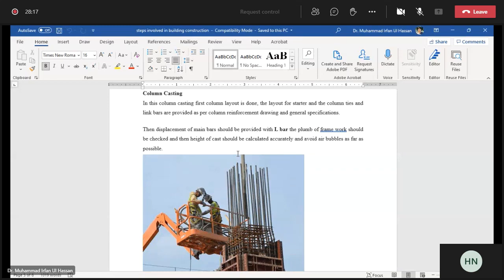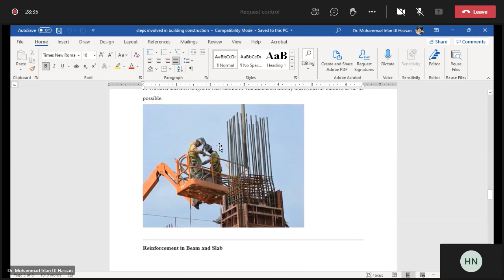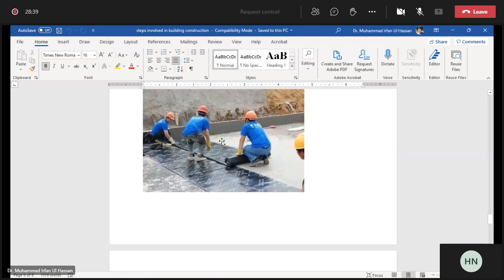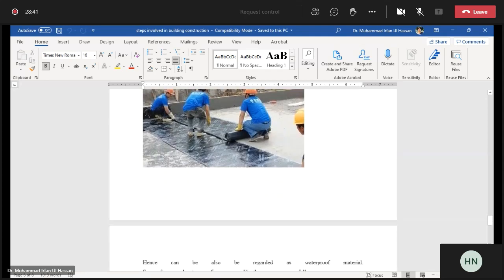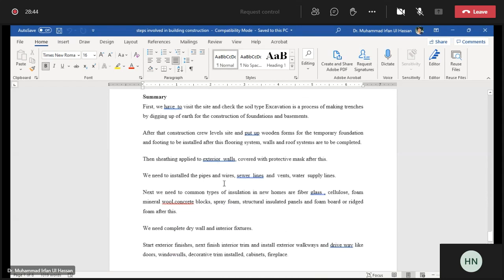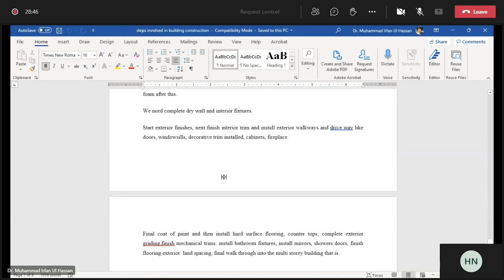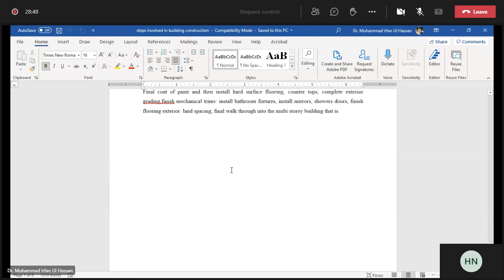Column layout is carried out, column shuttering is placed, and column reinforcement is tied. Then plumb work, where the verticality of the column must be checked. In this way, there are different treatments and waterproofing at the end. All these are the different steps. Here a summary is also written, taken from some internet sources.